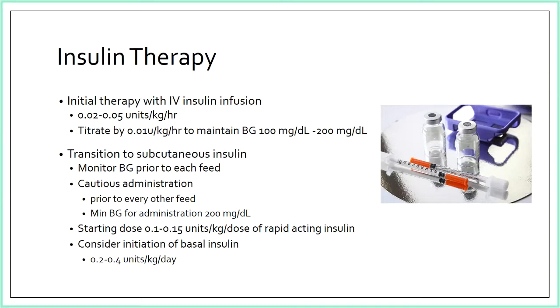So most neonates are initially treated with an insulin drip. The starting dose is typically about 0.02 to 0.05 units per kilo per hour. And then you would titrate the dose by about 0.01 units per kilo per hour to maintain a blood glucose between 100 to 200 milligrams per deciliter. The transition to subcutaneous insulin should occur once enteral feeds have been firmly established.